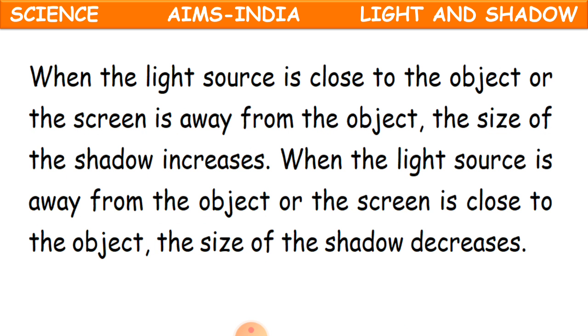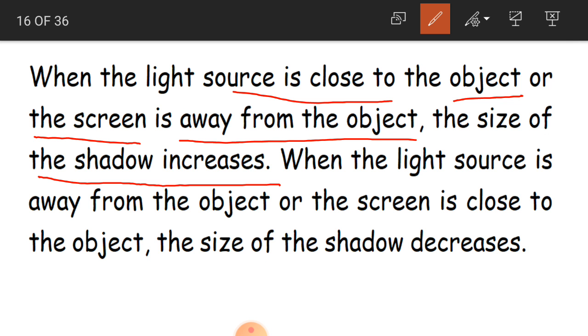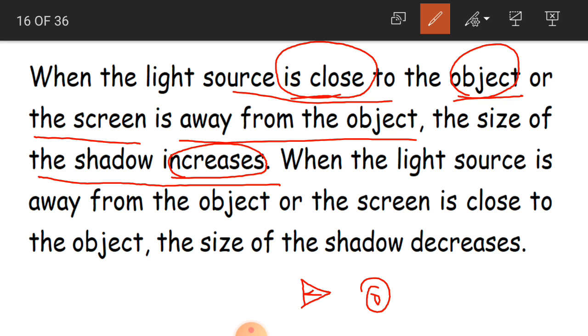Just a minute. When the light source is close to the object or the screen is away from the object, the size of the shadow increases. So when is the size going to increase? When the light source is close to the object. Suppose this is the object, children, and suppose this is the light source. If this is close to the object, and the screen is far away from the object, then the shadow size is going to increase.